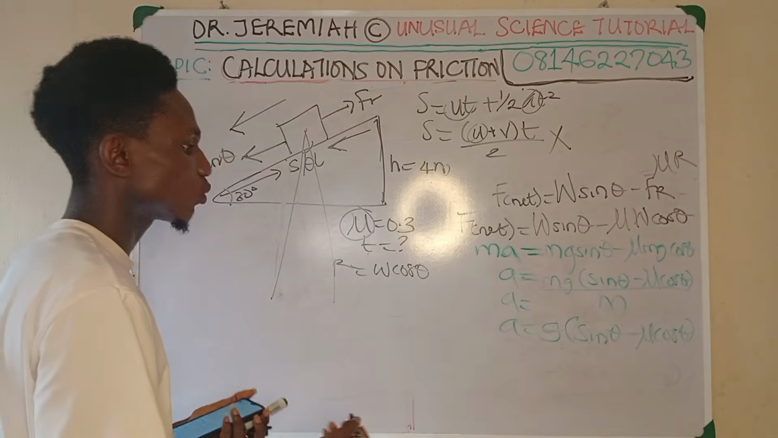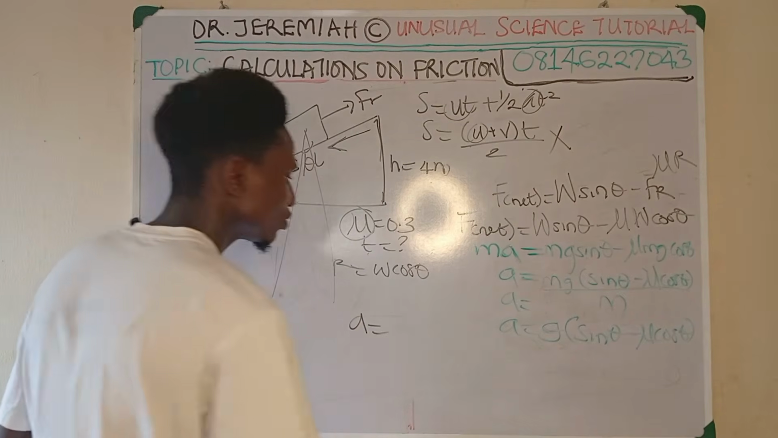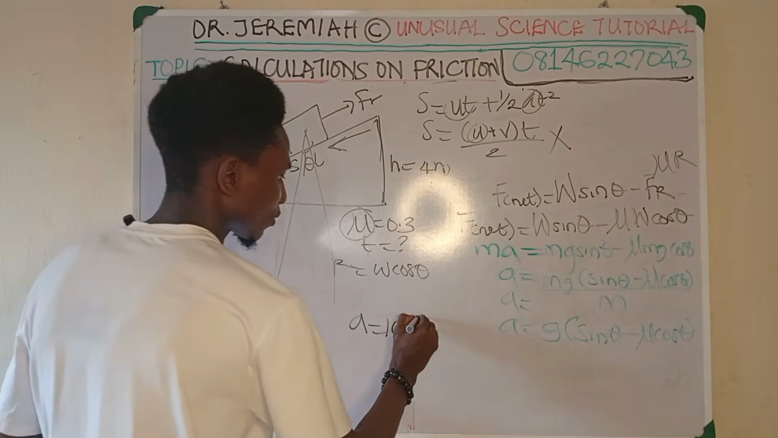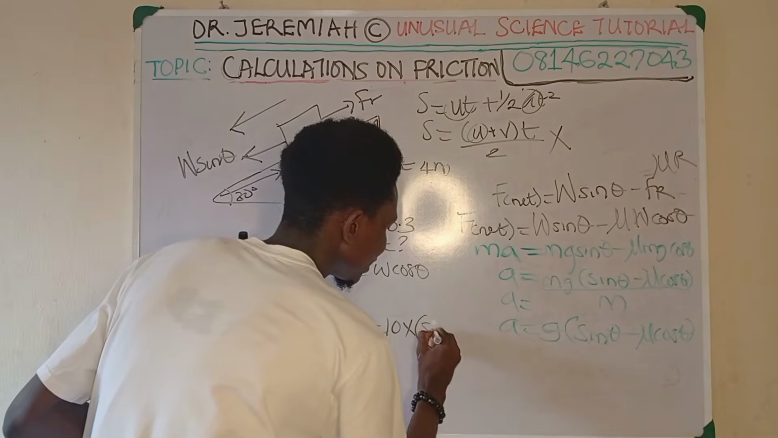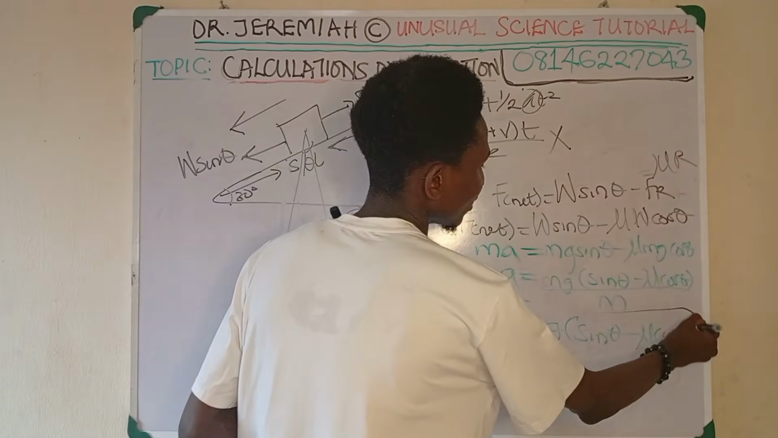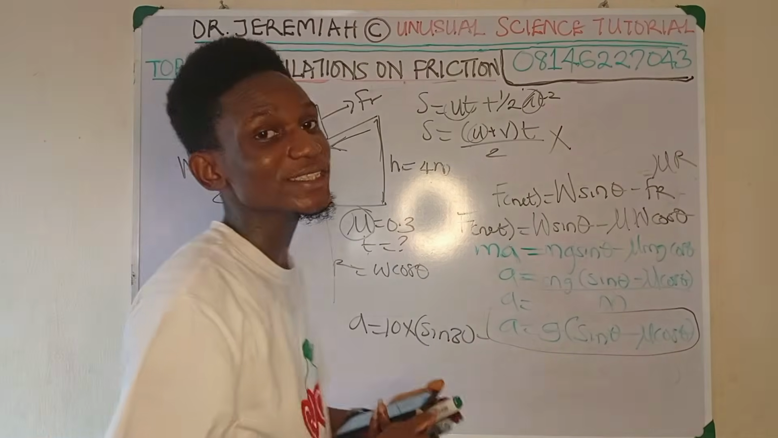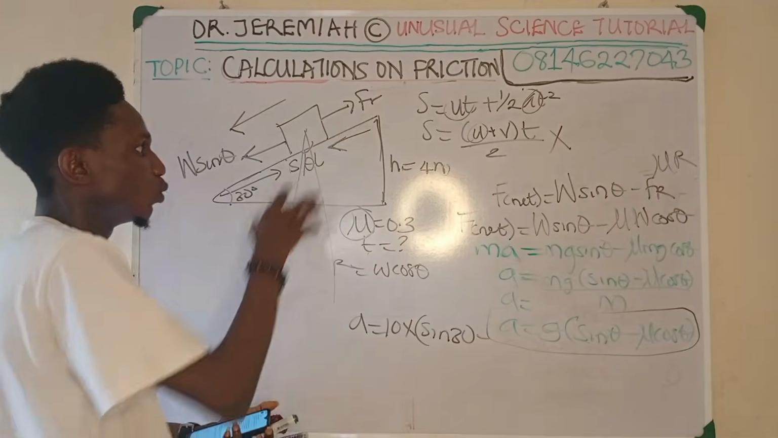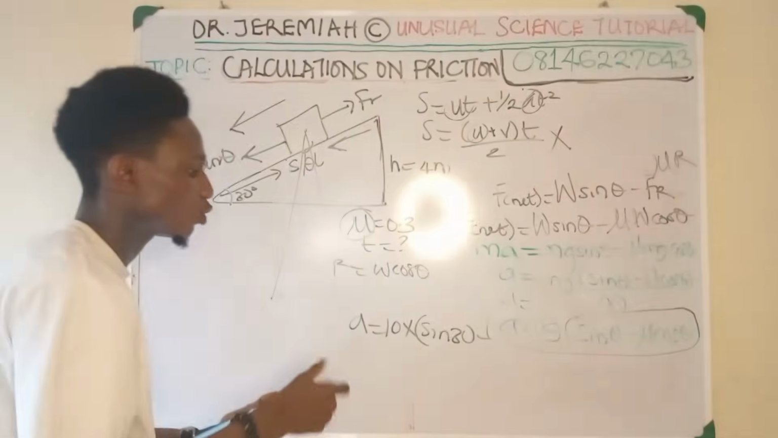What do we have now? Let's just input our values. So a equals, I don't think that is visible enough, so let's just use this black. 10 times sine theta is what? What's theta? Theta is 30. So sine 30 minus mu cos 30. You can just learn this at the back of your head, but don't just learn it; it has to be this scenario, as frictional force is acting upward while these forces are acting downward.